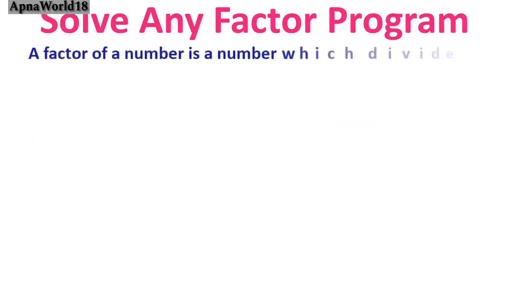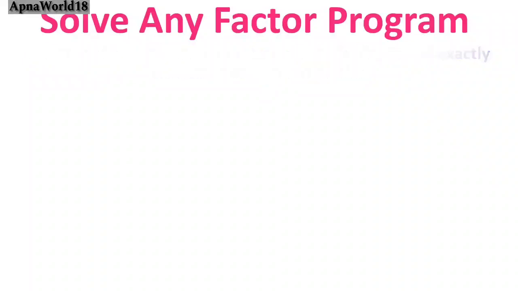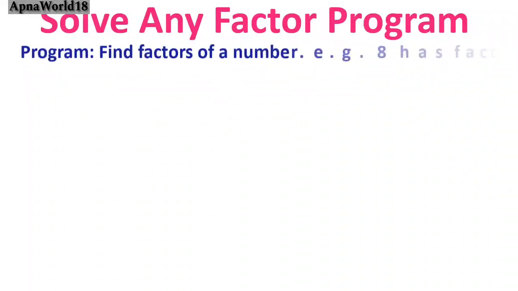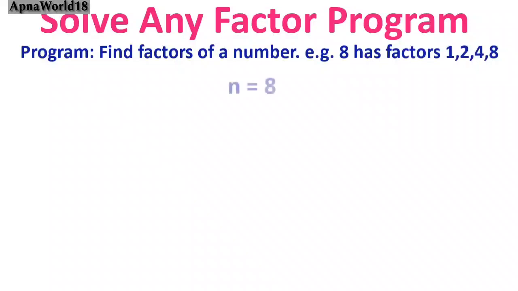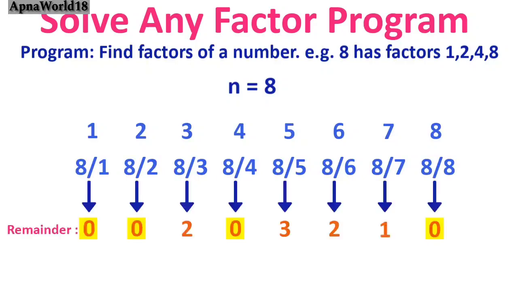Coming back to finding the factors, a factor of a number is a number which divides into it exactly without leaving a remainder. How do we write a program to find the factor of a number? First, let's understand the logic which we will use. Let's say the number is 8. What we will do is that we will divide the number by all numbers from 1 to itself. Whenever the remainder is 0, those numbers are factors.